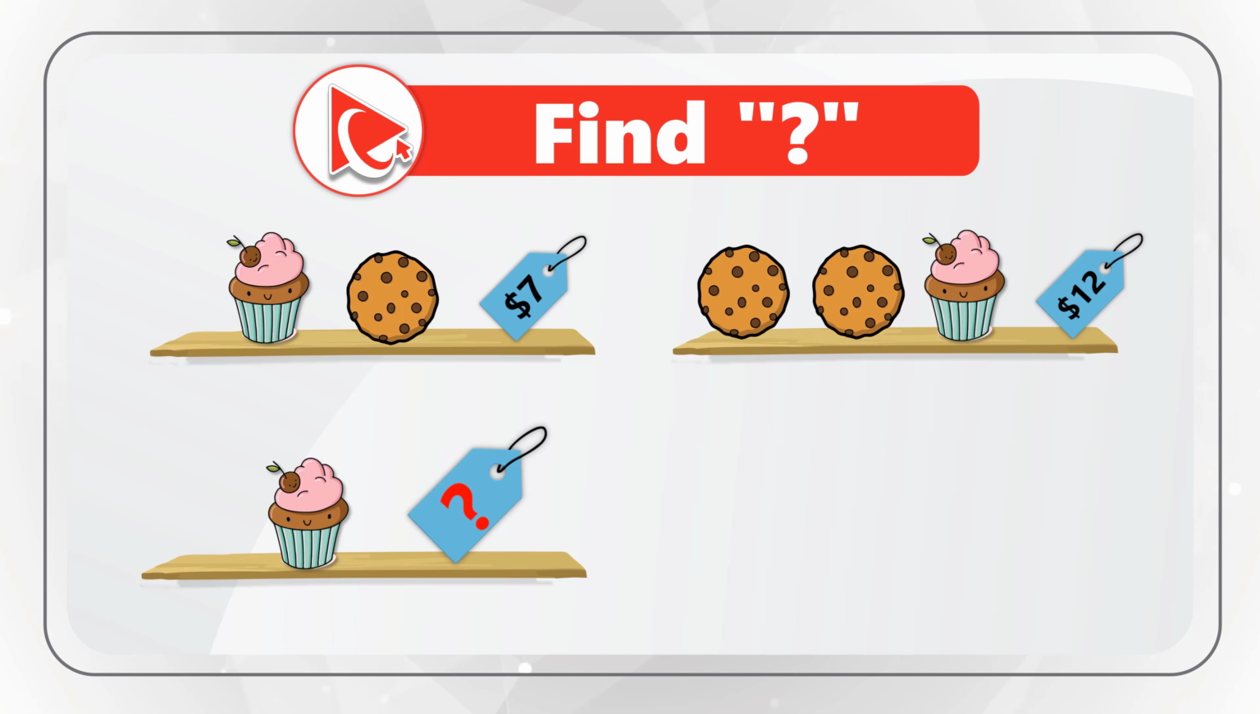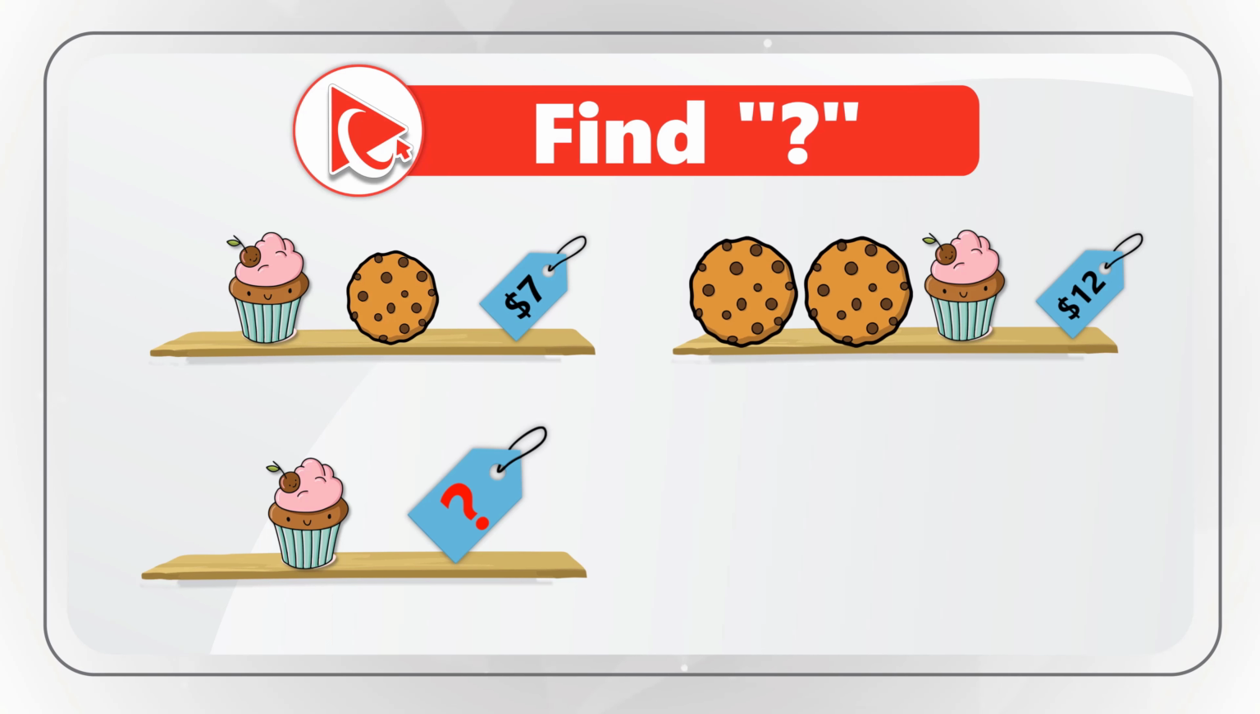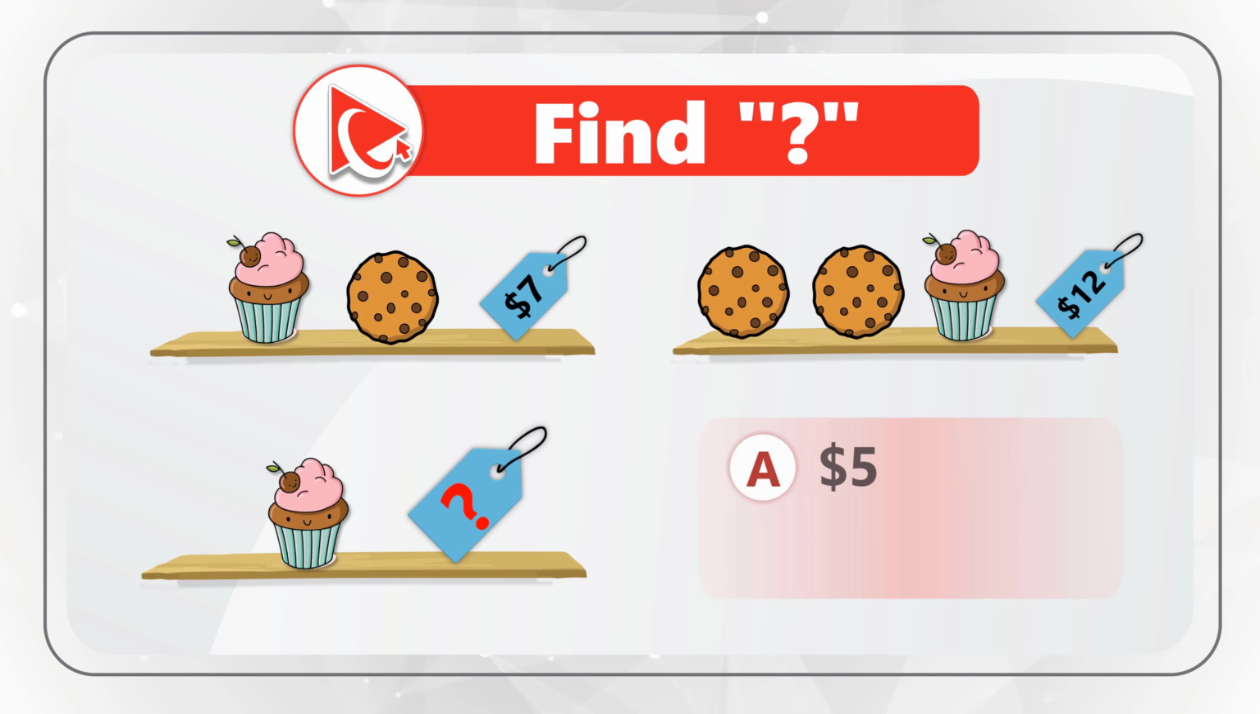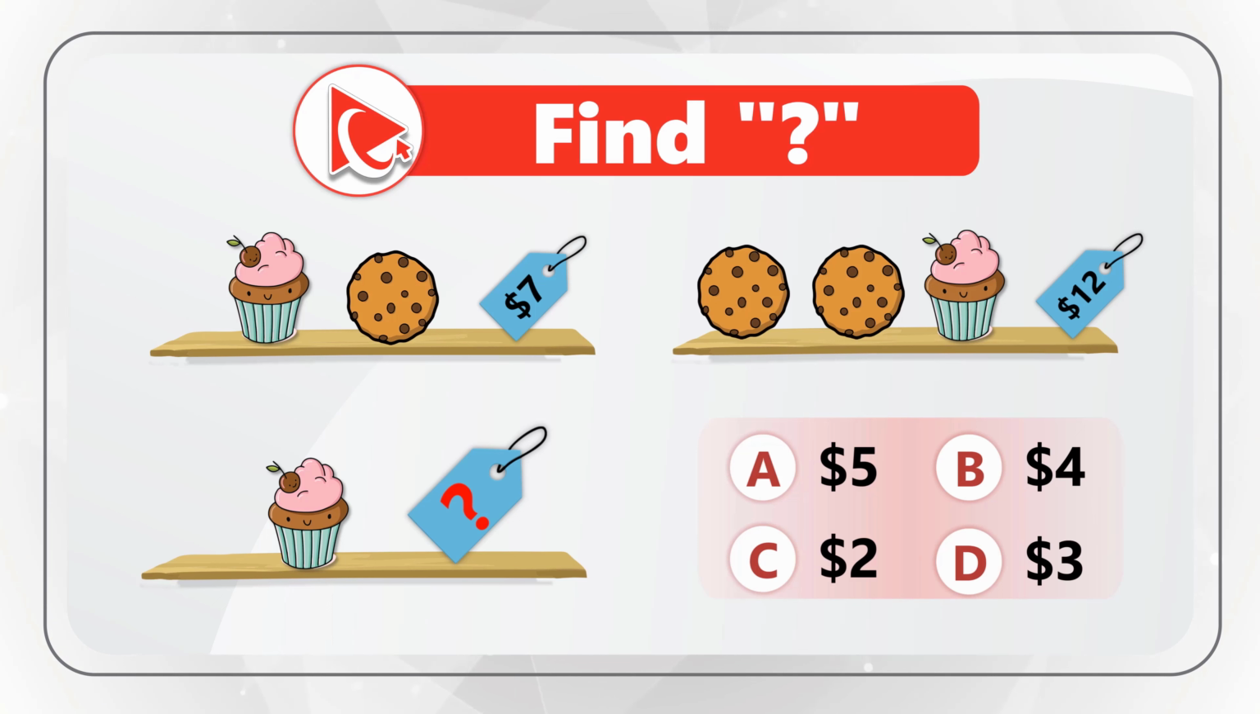The first set consists of 1 cookie and 1 cupcake, and the price tag for the first set is $7. The second set consists of 2 cookies and 1 cupcake, and the price tag for the second set is $12. The last set consists of only 1 cupcake, and you need to calculate and select price for the cupcake out of 4 possible choices. Choice A, $5. Choice B, $4. Choice C, $2. And last but not least, choice D, $3.